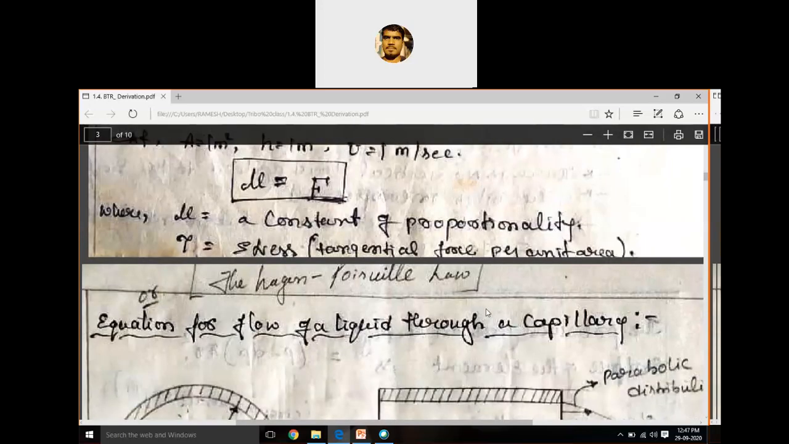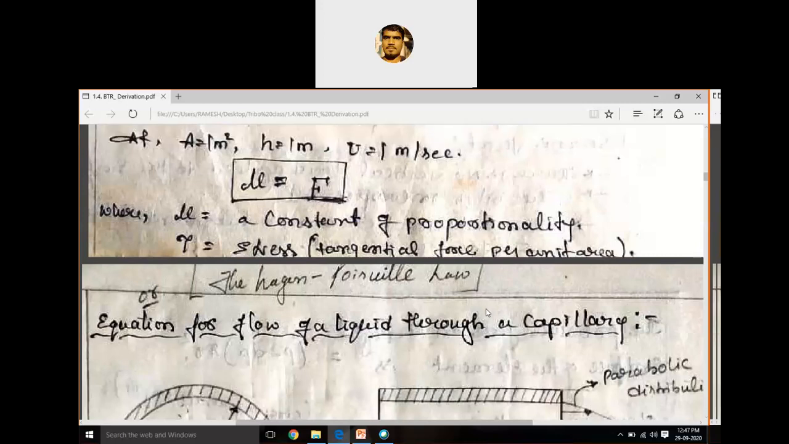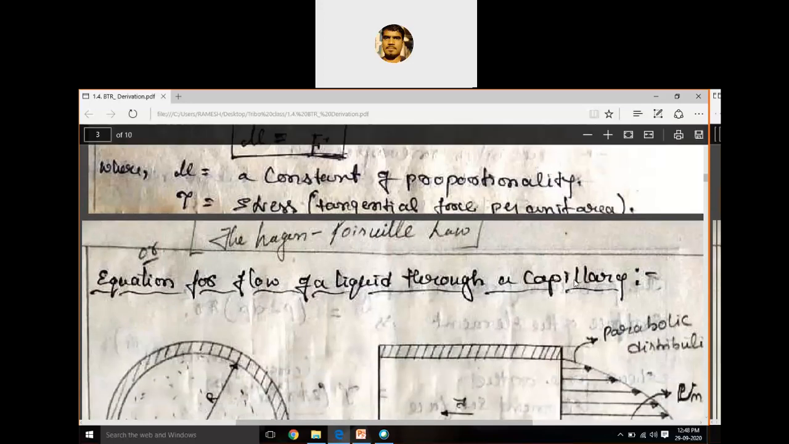and after this we move on to the next important derivation. Most probably you're going to get it in your examination. It's a very important derivation. This derivation is also called the Hagen-Poiseuille law, or the equation for flow of liquid through a capillary tube. Simply, it is called the Hagen-Poiseuille law.